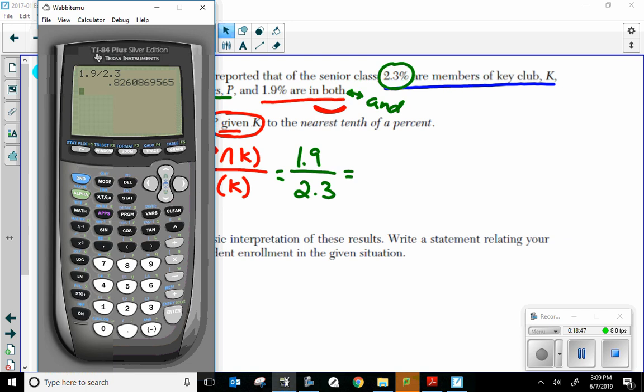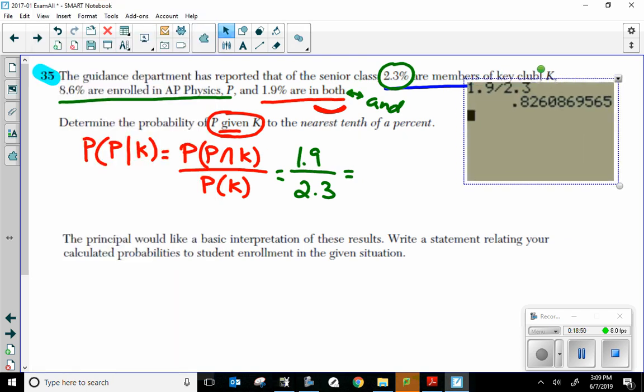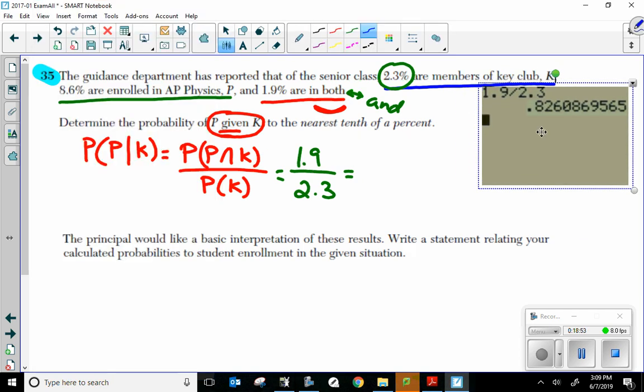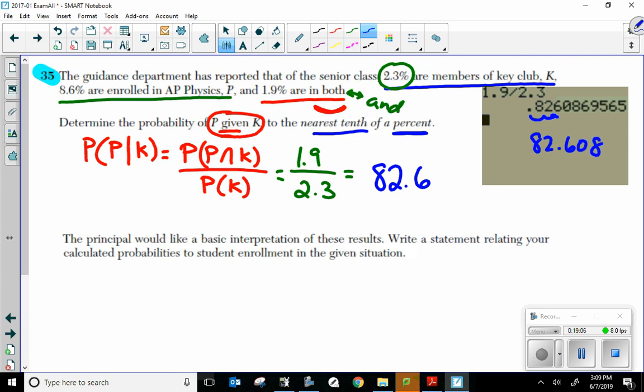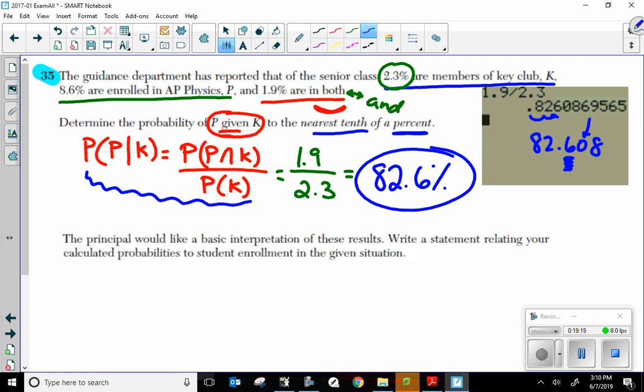Now, that gives me 0.8260, but they want a percent. This isn't a decimal. To make that a percent, I've got to call that 82.6. They want that rounded to the nearest 1/10 of a percent. If I get 82.608, this is the 1/10. That will stay 6 because the number after it is less than 5. Bam. That was simple. You had to remember this. If you knew this, it's very, very simple. Now the next part is even simpler in my opinion, but let's go.